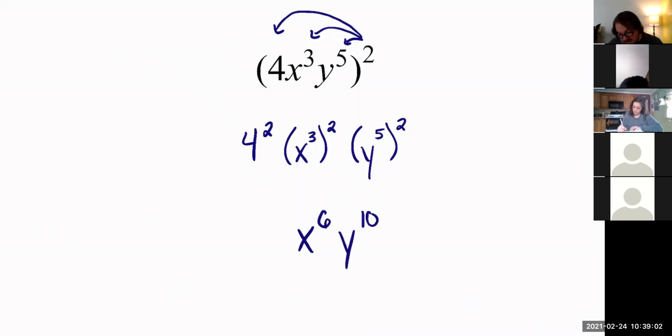And while I'm at it, can I actually evaluate 4 to the power of 2? Yes. I would get 16. Can I combine anything any further? Nope. Every base has exactly 1 exponent. No common bases, no negative exponents. I'm happy.